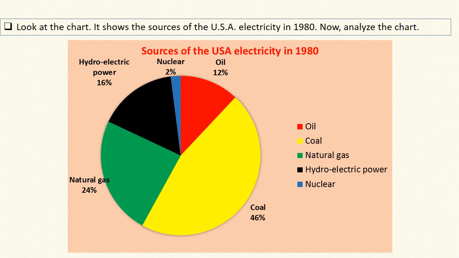Here you find a question. Let's read the question first. Look at the chart. It shows the sources of the USA electricity in 1980. Now analyze the chart. Here we find 5 sources of electricity. They are oil, coal, natural gas, hydroelectric power, and nuclear. Let's continue.